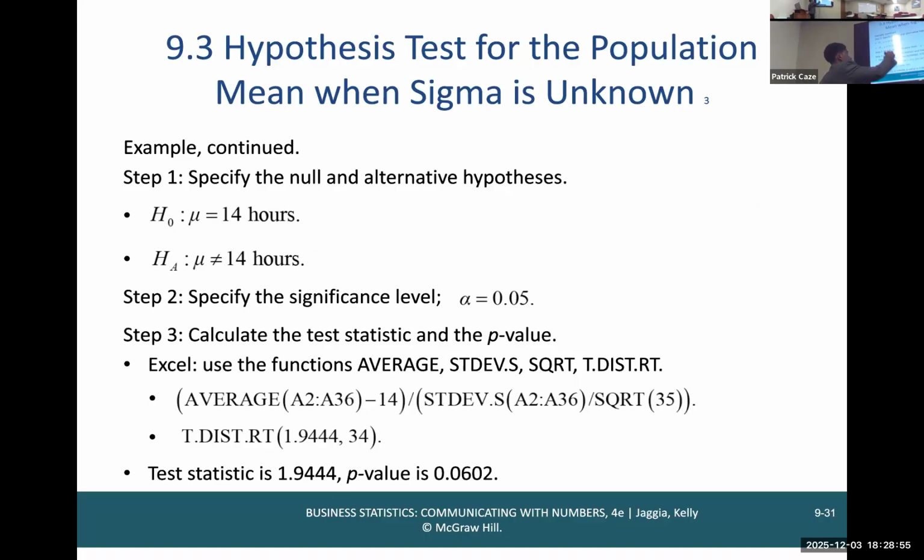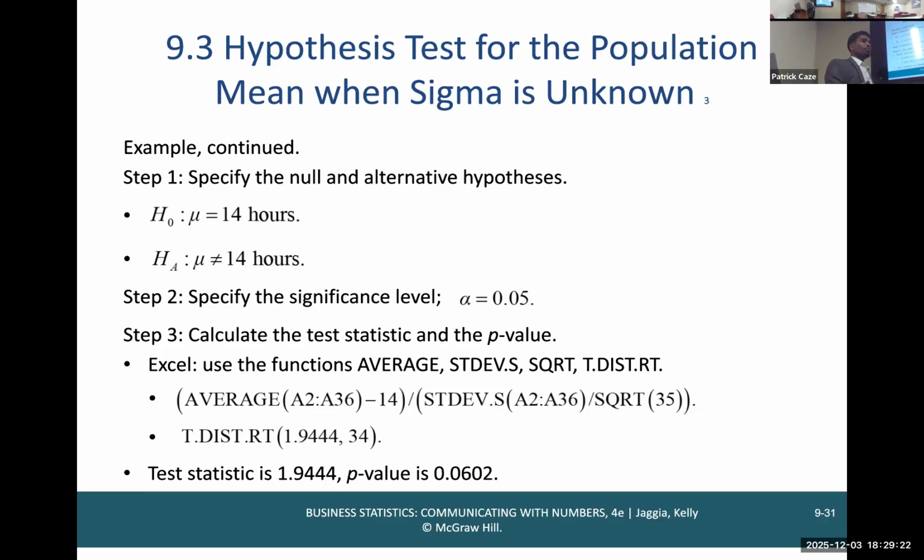So here we write our null and our alternative. The null is that the mean is equal to 14 hours. The alternative is that it's not equal to 14 hours. Again, going back to the fact that we don't necessarily know, we just think it's different. We specify the significance level, and then we calculate the test statistic and the p-value.